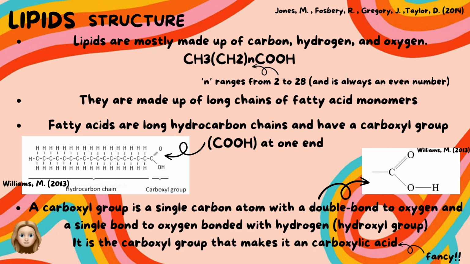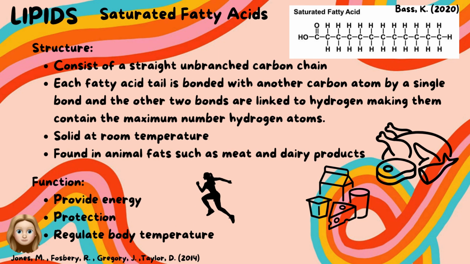A carboxyl group is composed of a carbon atom double bonded to oxygen and singly bonded to a hydroxyl group, which in this case is oxygen and hydrogen. Saturated and unsaturated fatty acids are two different types of fats based on their chemical structure and properties.